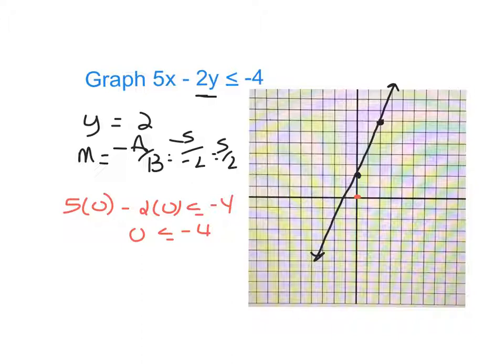Because the point was not a solution, I'm going to shade the other side, the side opposite of the point, that side over there. And that's all there is to it.